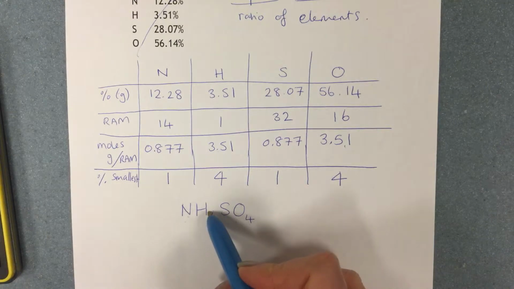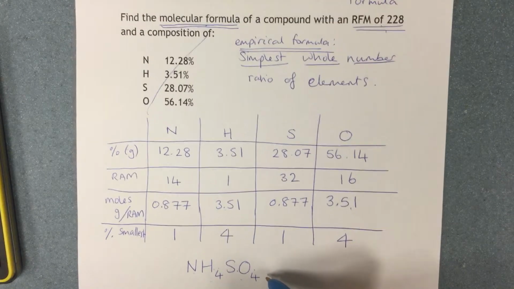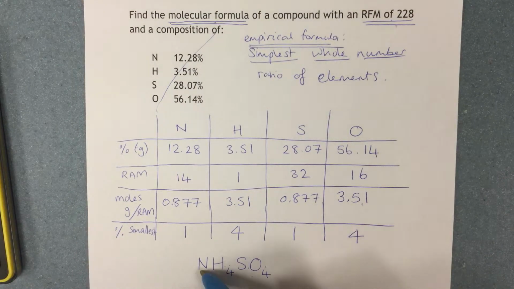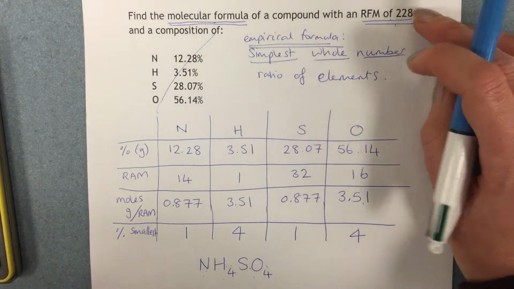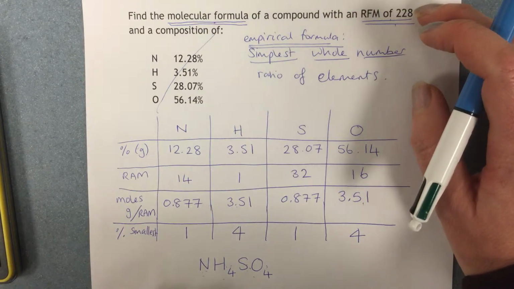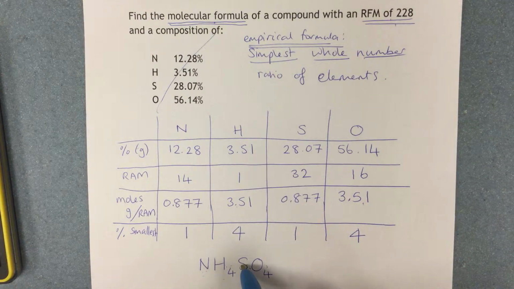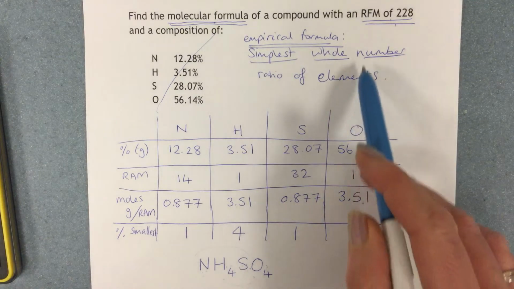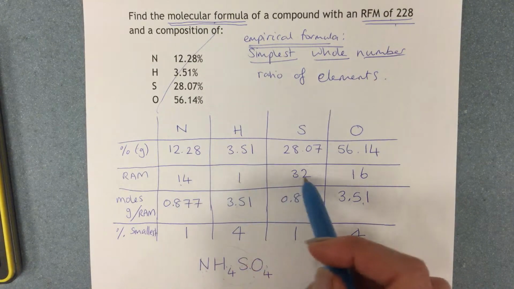So the question's saying, I've worked out that there is definitely 1 nitrogen to every 4 hydrogens, to every 1 sulfur, to every 4 oxygens. But what I don't know is how many there really are in the molecule, because it could be N2H8S2O8, or it could be N3H12S3O12. How I work that out is I've been given the RFM of the real molecule. The formula mass tells me what the real formula is. So what I need to do is work out how many times the mass of this fits into this mass here.